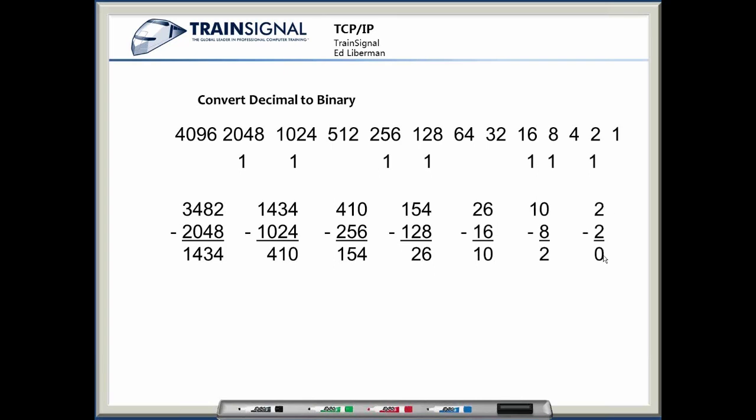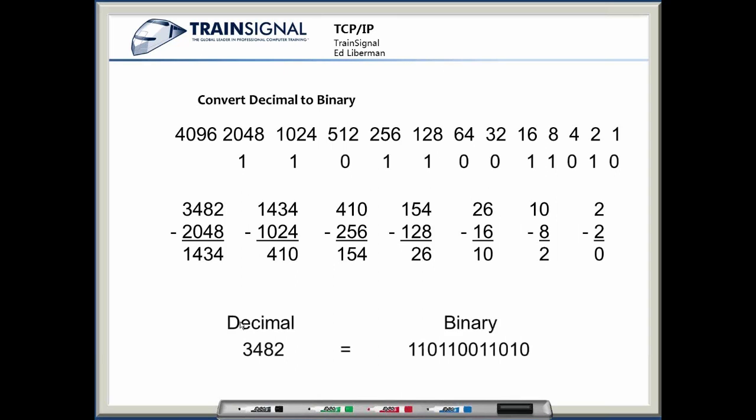That's good. We want to end up with 0. When we end up with 0, guess what we do? We take that 0 and plug it in all the places where there wasn't a 1. And we just converted a decimal number to binary. 3,482 is 1101100111010. Just that simple. Just addition, subtraction, and knowing how to multiply by 2.